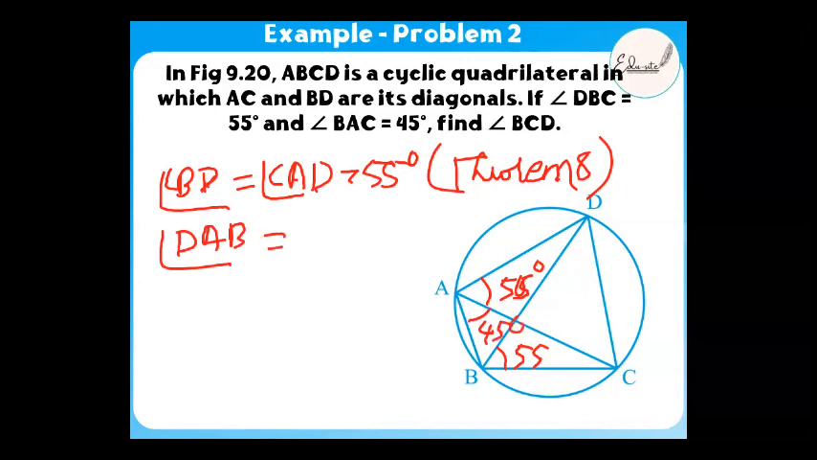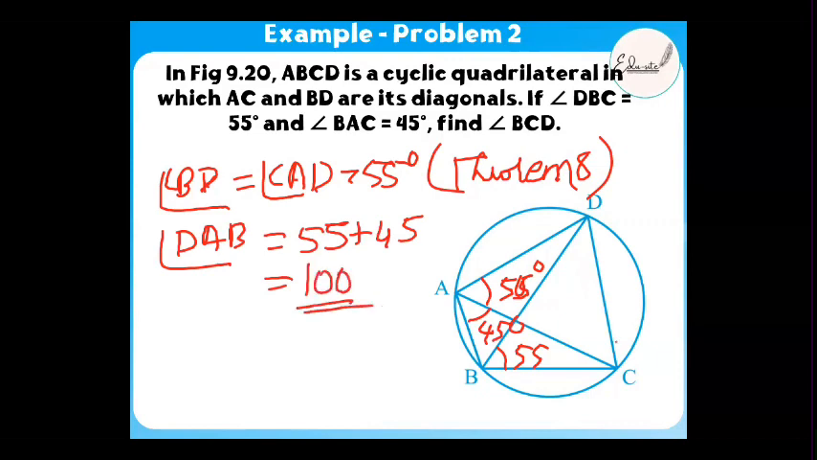Fine. 55 plus 45. What is the angle DAB equal to? Is it not 55 plus 45? Yes. What is 55 plus 45? 100. 100. Now tell me what is the opposite angle? Total opposite angle. 55 plus 45 is 100. What is it? Angle A plus angle C is equal to what?